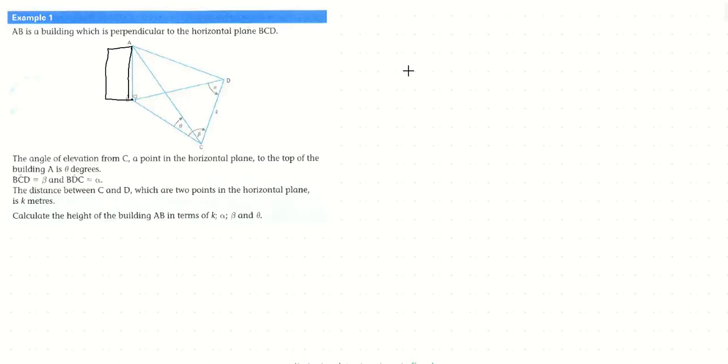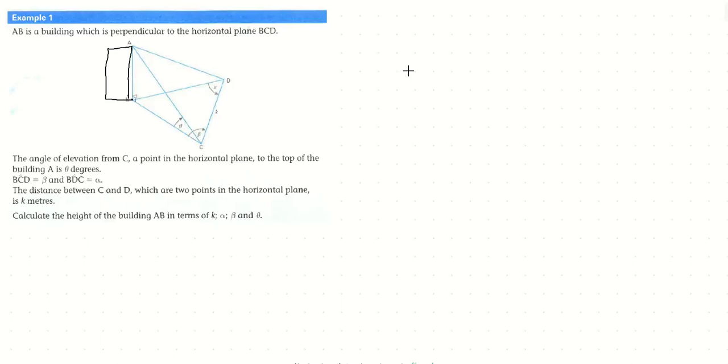BCD, that whole angle on the horizontal plane there on the floor is beta, and BDC, which means this horizontal plane angle is alpha. The distance between C and D is K meters. We want to calculate the height of the building.